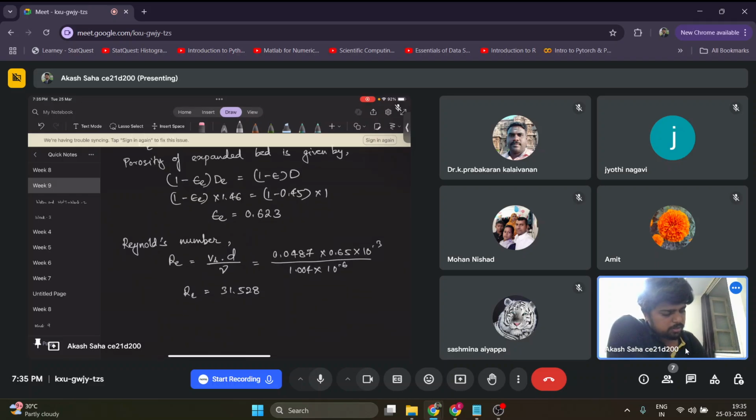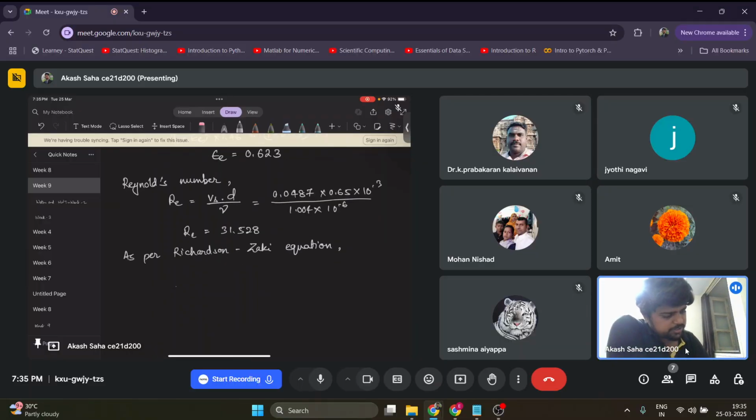Now, as per the Richardson-Zaki equation, this is the equation we will use to find the backwash velocity. The equation is: expanded porosity equal to backwash velocity by settling velocity to the power 0.2247 Re to the power 0.1. So it is a little complex formula. Please remember this.